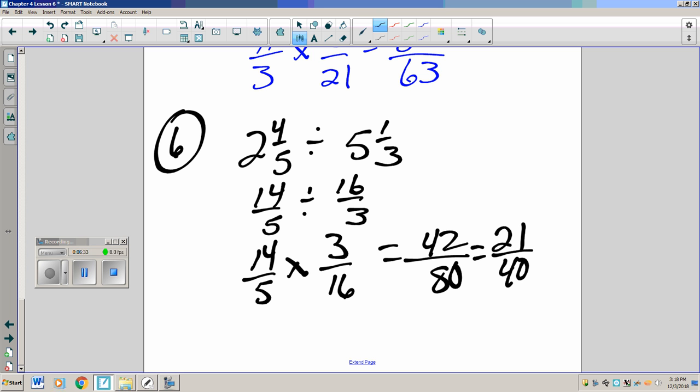That is dividing fractions. Keep, change, flip. And that is the end of this video.